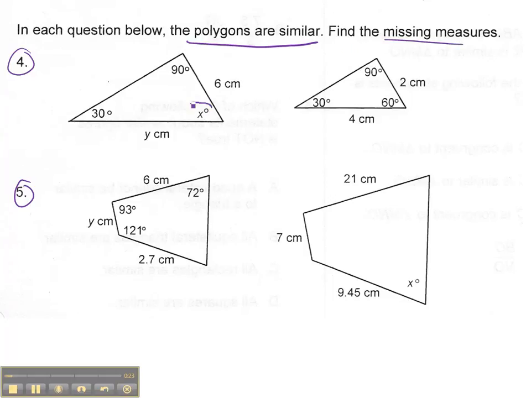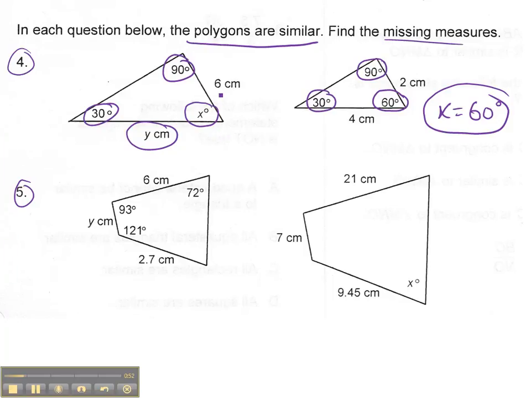So for number 4, we have this missing angle x and this missing side y. One thing we know about similar polygons, or in this case similar triangles, is that corresponding angles are congruent. So this 30-degree angle is congruent to this 30-degree angle. This 90-degree angle corresponds to this 90-degree angle, and they're congruent. And so x must be congruent to this angle, which is 60 degrees. So x equals 60 degrees.